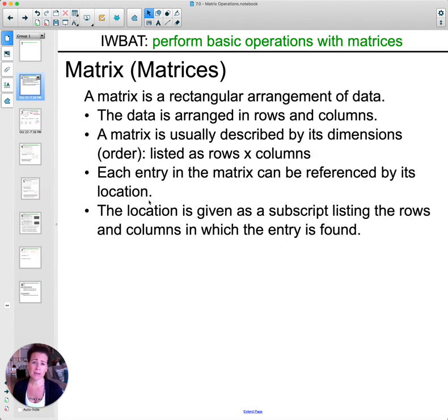Each entry in the matrix is referenced by its location, and we'll talk about that. It's called an element. The location is given as a subscript listing of the rows and the columns, which we'll also take a look at. But something like, if the matrix was matrix A, then we would have element a1,4. So row 1, column 4, and we'll get into that.